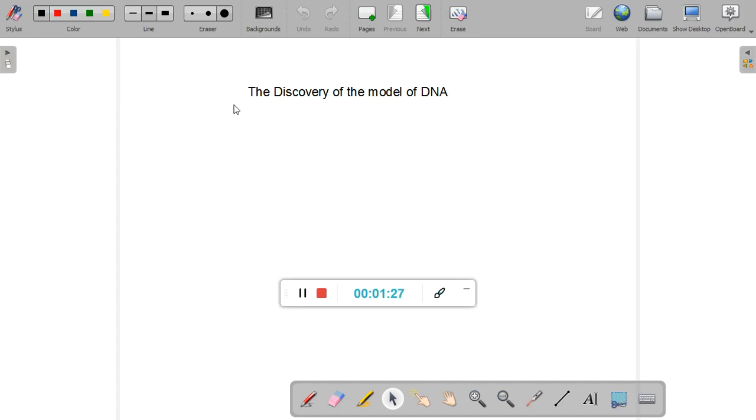Now, experimentation kept on continuing even after the discovery of DNA as the genetic material. There are two notable experiments that we are going to look into today, which led to the discovery of the model of the DNA.